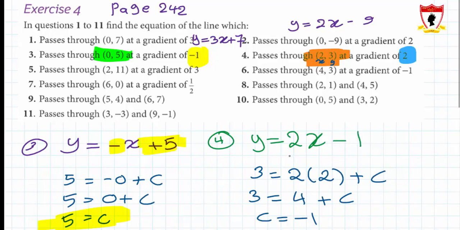A quick way to check your answer to see whether it's true or false, just substitute the point in the equation and see, will you get something correct? Let's check.